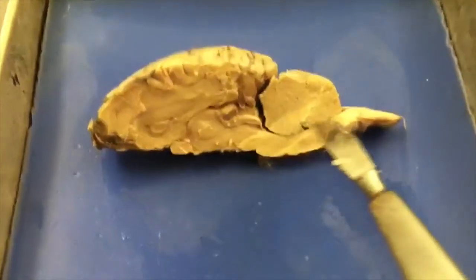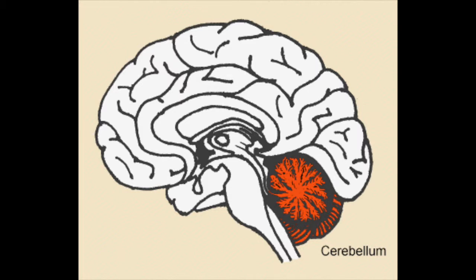This is the cerebellum. This is the part of the brain that controls fine movement coordination, balance and posture, and muscle tone.